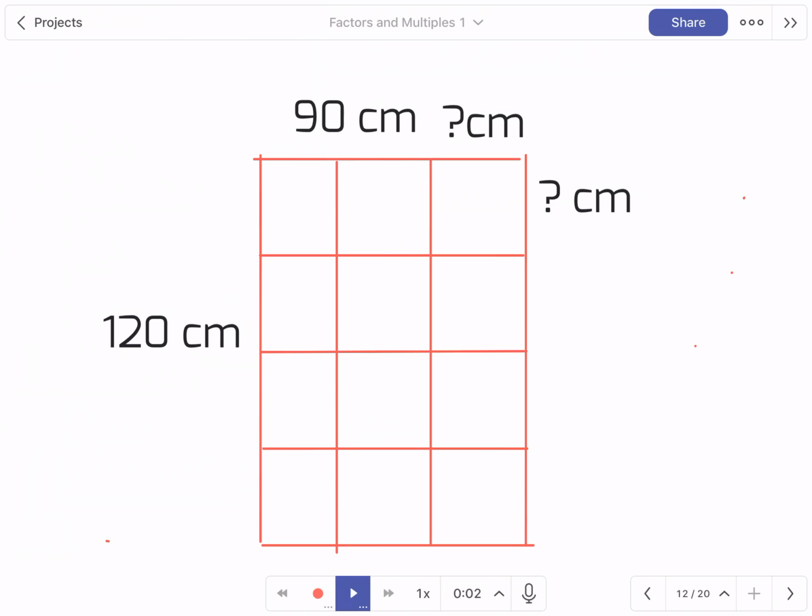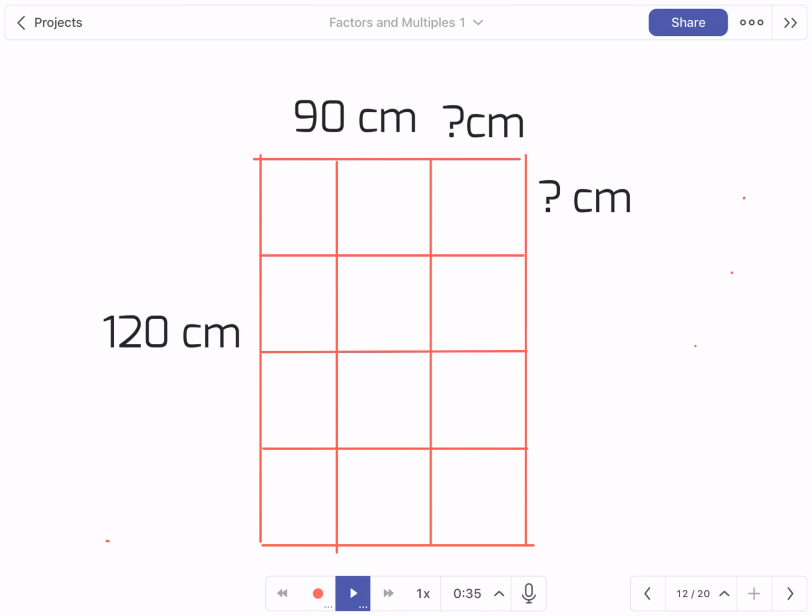So here is the pictorial form of the problem. The wooden floor is 90 centimeters by 120 centimeters, and he has to cover this floor with square tiles. We need to find the length of the square tile, and after finding the length, we also need to find the total number of tiles required to cover this 90 centimeter by 120 centimeter rectangular wooden floor.